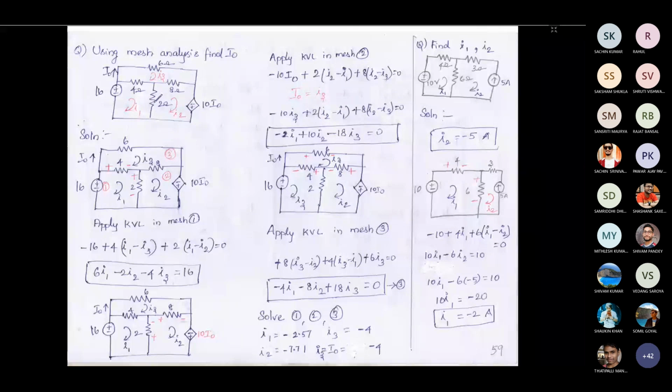If you consider the first mesh here, based on this mesh, we are going to apply KVL. For the 16 volt source, the current is going to enter the negative polarity, so we will consider it as minus 16 volt. Then based on this current direction, you are going to get the positive polarity here, so you will get plus 4 into, in this resistor, two currents are coming: one is I1 and another one is I3. I1 is coming from left to right and I3 is coming from right to left.